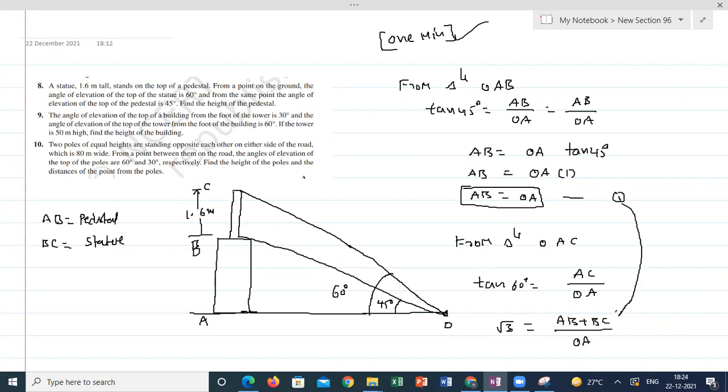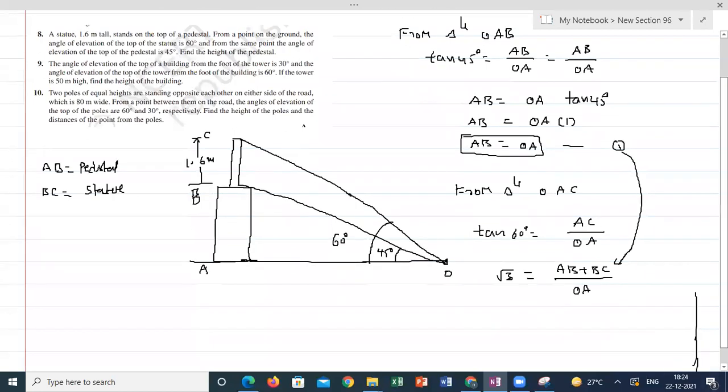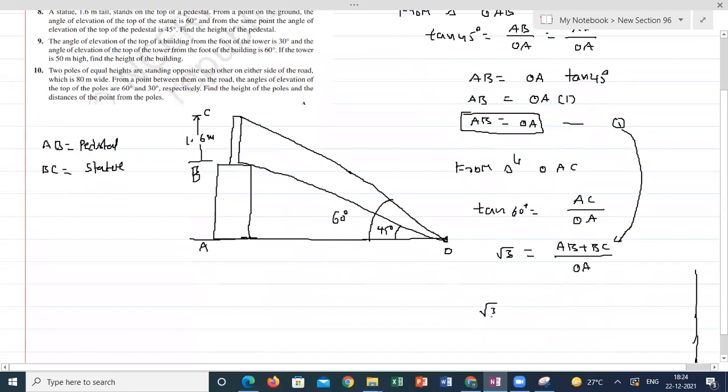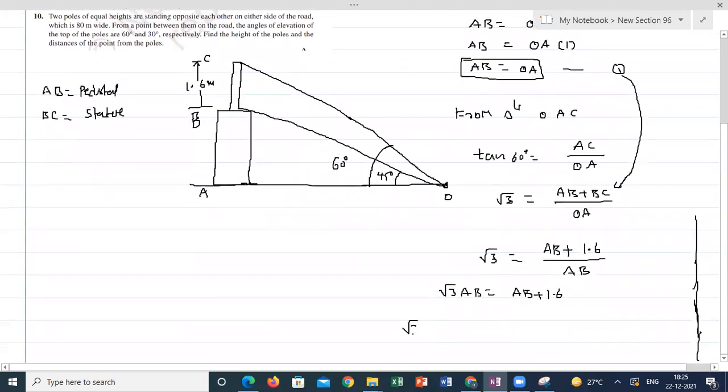So from the first equation, I can replace OA with AB. So root 3 is equal to AB, I don't know, that is what I have to calculate, plus BC is 1.6, and OA is nothing but AB only. From here, root 3 times AB is equal to AB plus 1.6. If I take AB on one side, root 3 minus 1 into AB will be equal to 1.6. So AB is equal to 1.6 divided by root 3 minus 1.